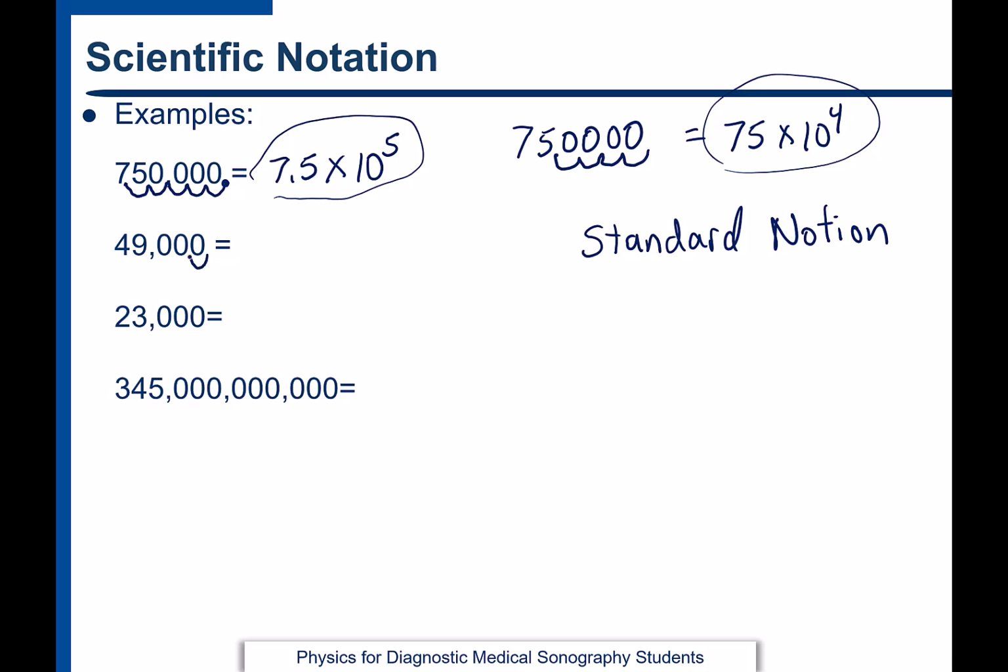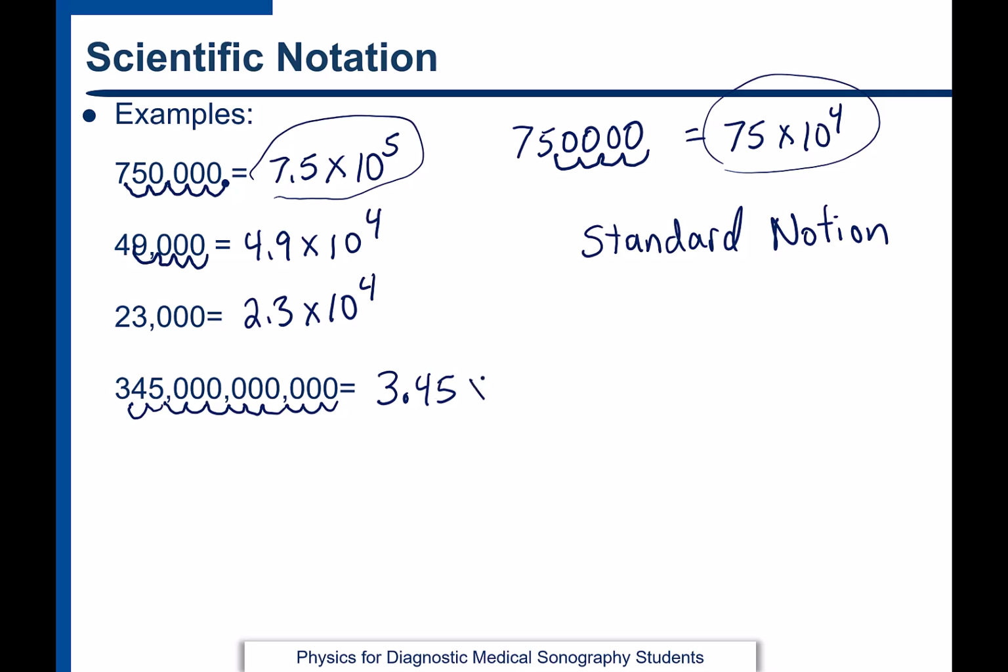So I'm going to go here, count 1, 2, 3, 4. So I'd have 4.9 times 10 to the 4th. Here, 1, 2, 3, 4. So 2.3 times 10 to the 4th. And then here, 1, 2, 3, 4, 5, 6, 7, 8, 9, 10, 11. So 3.45 times 10 to the 11th. Okay? And that's all there is to it in terms of taking a number and putting it into scientific notation.